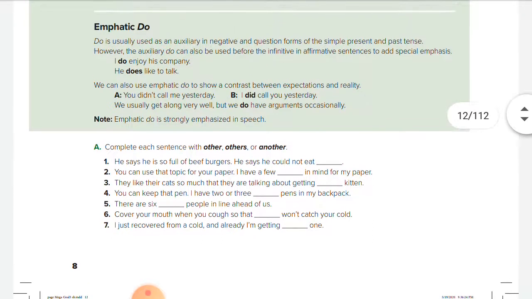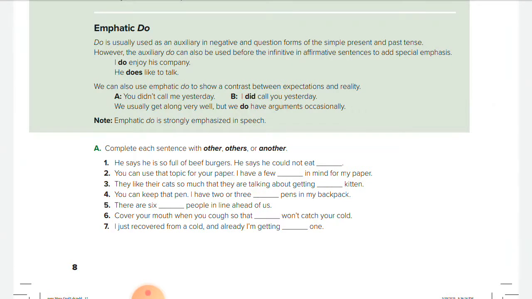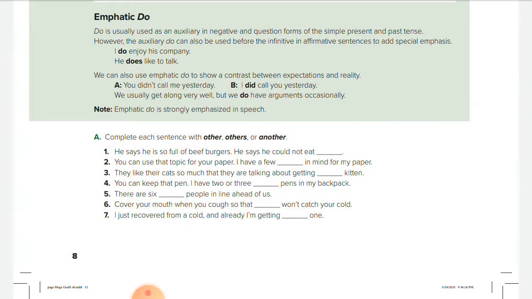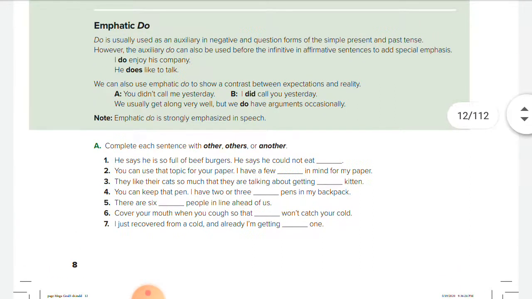So we use do, as you know, with the pronouns I, we, you, and they, or the plural nouns in the present. We also use does in the present, but for singular nouns or pronouns, like he, she, or it, or any singular noun. If I say, for example, Ali likes football, this means Ali likes football like anyone who likes football. But if I say Ali does like football, this means Ali likes football very, very much.